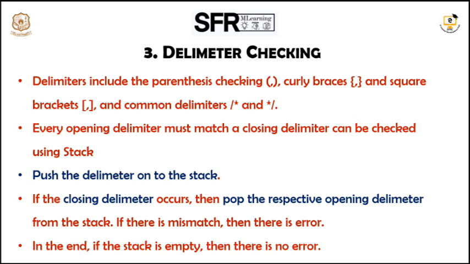Here, what stack check means is, if there is an open delimiter inside the stack, there must be a closing delimiter. So for that the steps are as follows. Push the open delimiter onto the stack. If a scanned character is a closing delimiter, then pop the respective opening parenthesis from the stack. If there is any mismatch between the opening and closing parenthesis, it means that there is an error. If no mismatch, then no error.